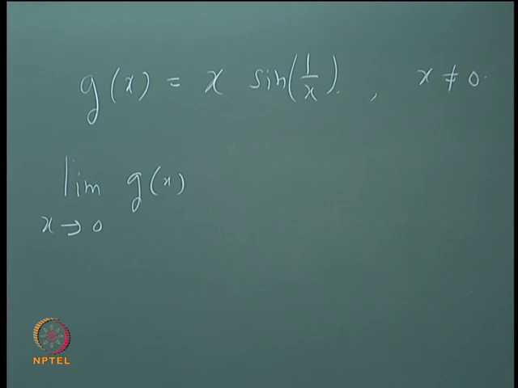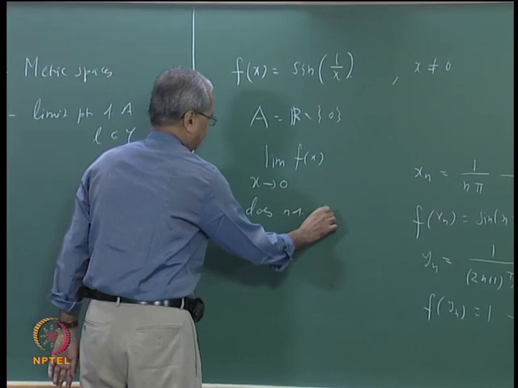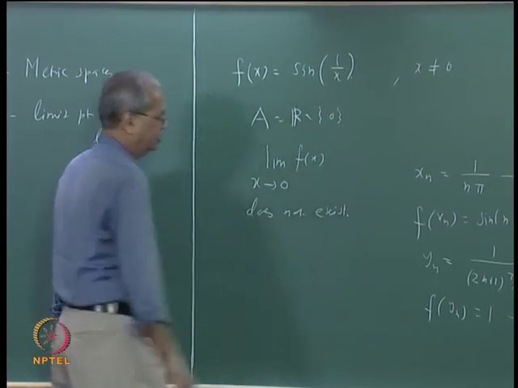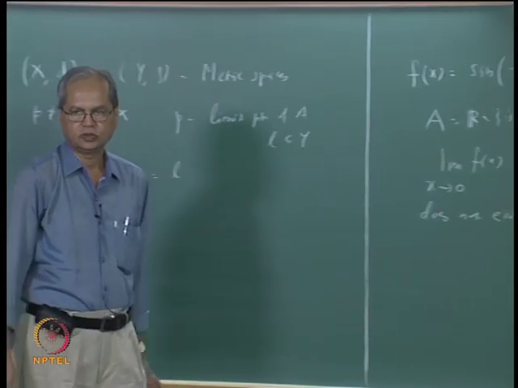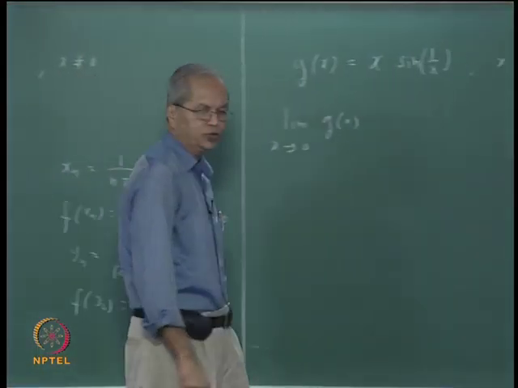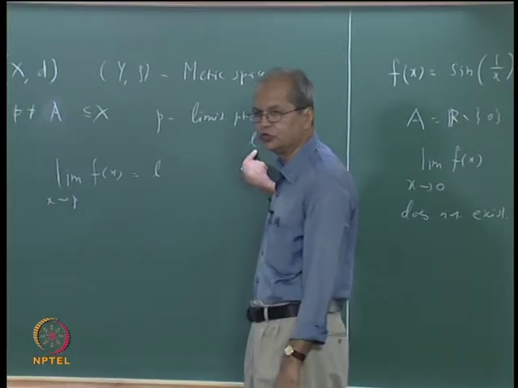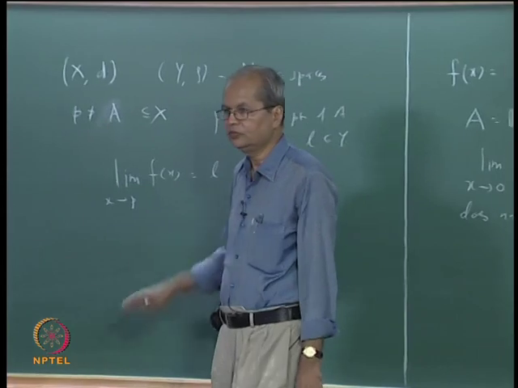So as far as this is concerned, we have shown that this limit does not exist, and that is the argument there. Now when you want to show that the limit exists, first of all you have to have some idea of what this L should be, then only you can proceed.